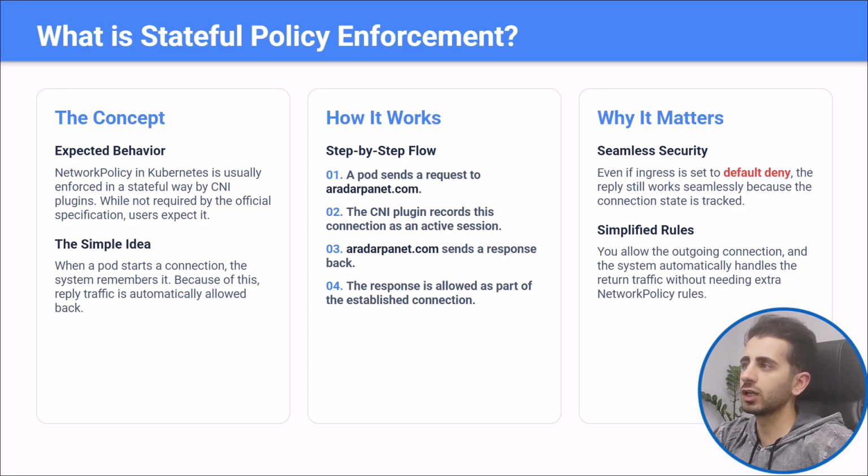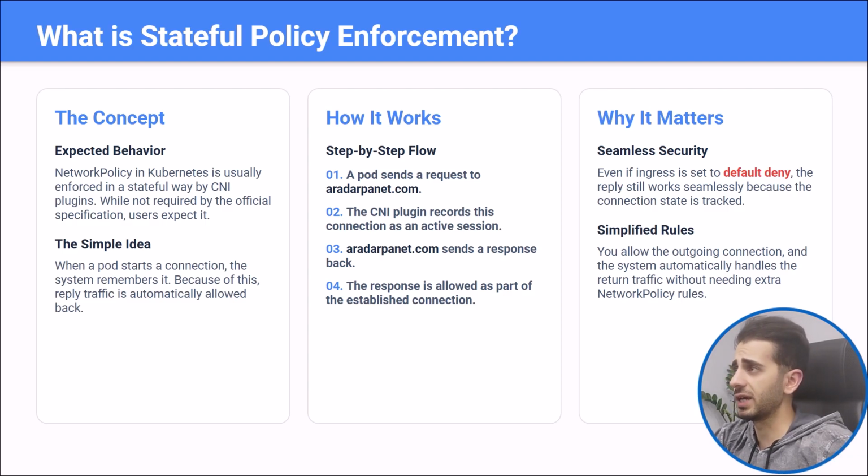Most Kubernetes networking implementations, including Cilium, enforce network policies in a stateful way. This means the system tracks active connections and it understands who initiated the connection, which packets belong to that connection, which packets are request traffic, and which packets are response traffic. Let's walk through an example. The backend pod initiates an outbound request. Backend sends a request to google.com. This connection is recorded as an active flow.